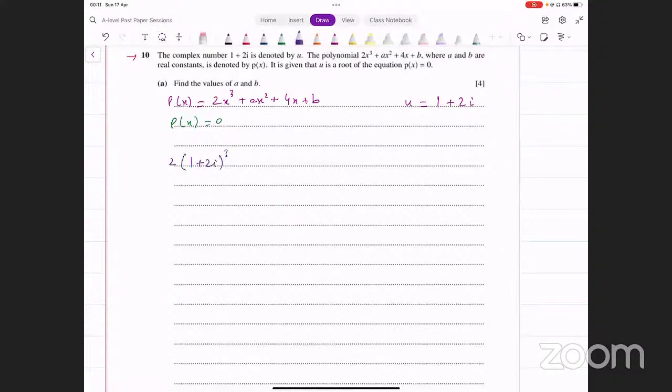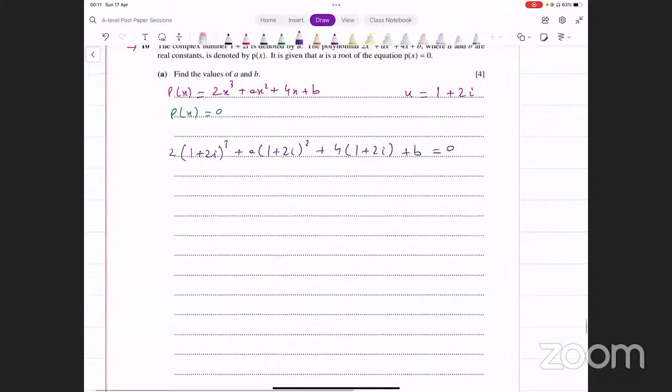Yeah, okay. 2 × (1 + 2 iota) whole cube plus a into (1 + 2 iota) whole square plus 4 into (1 + 2 iota) plus b equals 0. ये इक्वेशन है आपके पास। Let's simplify this. Cube को evaluate कैसे करेंगे? You can remember the formula for that if you want.